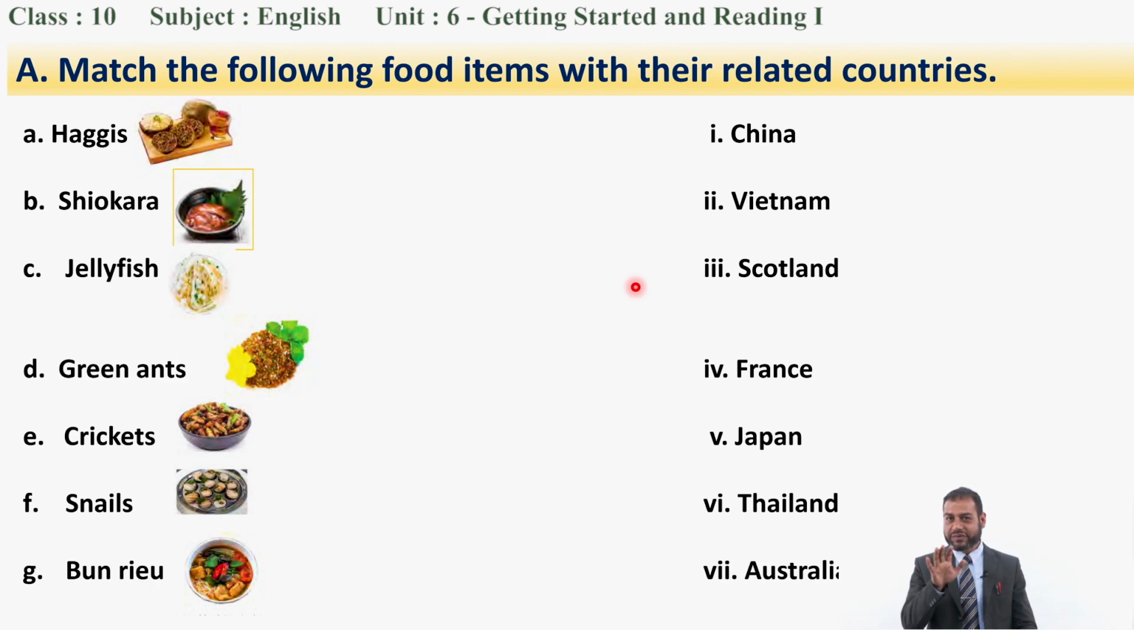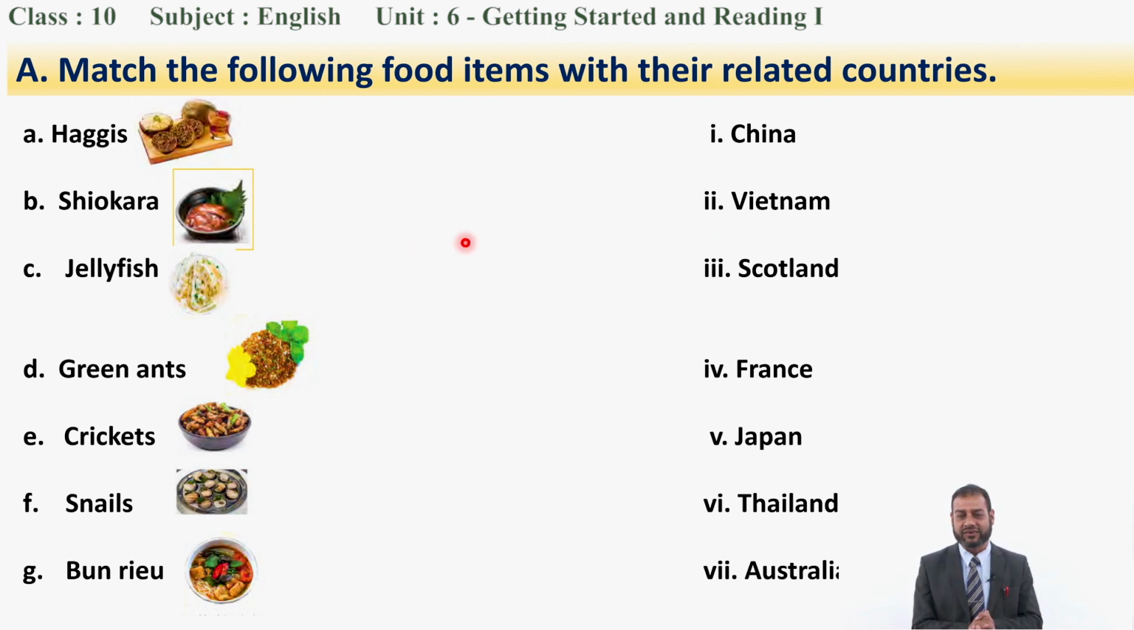So based on your previous class, you have to do this task within a short time. Now start doing it. See, haggis, shiokara, jellyfish, green ants, crickets, snails, and bonryu, and you have to match them with their related countries. For example, haggis: China or Vietnam or Scotland or France or Japan or Thailand or Australia. Which country is related to the food haggis?